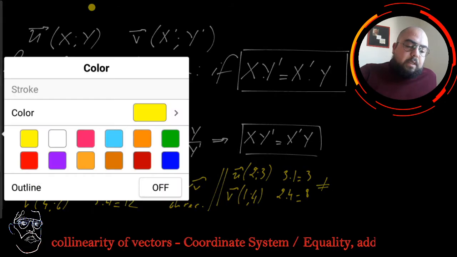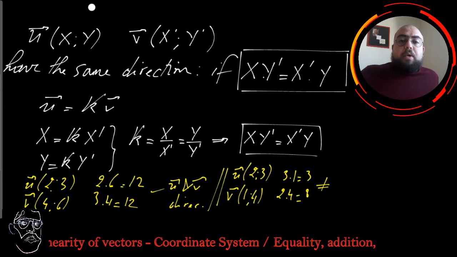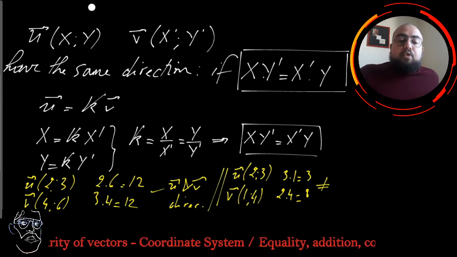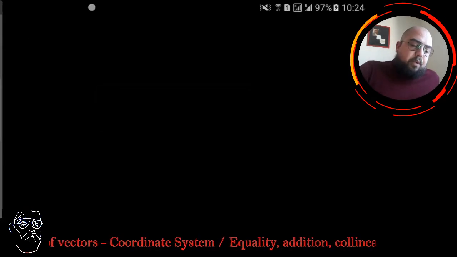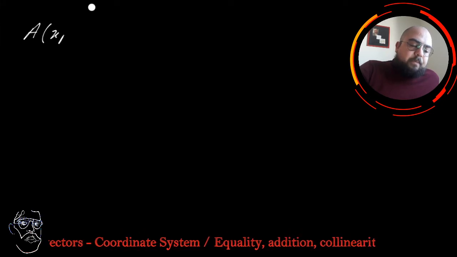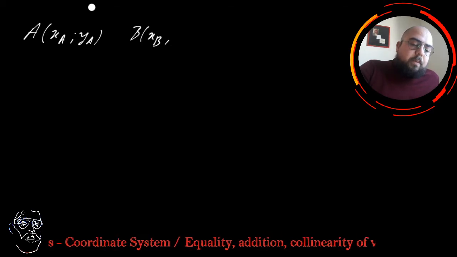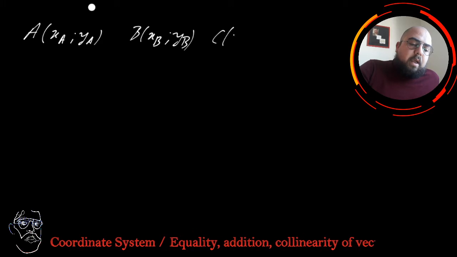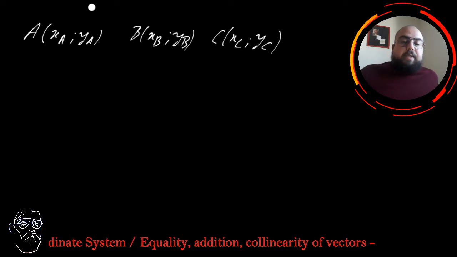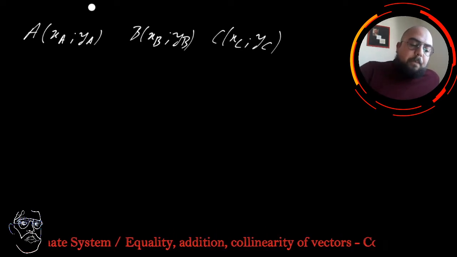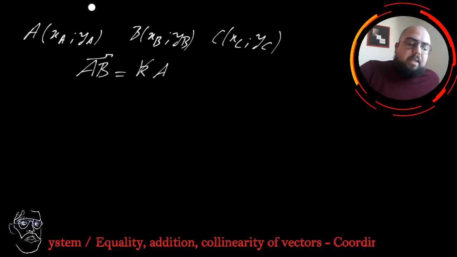Now the last part, which is again linked with the collinearity and linked with the same direction, in case I had 3 points and I want to demonstrate or prove that these 3 points are collinear, how am I supposed to do it? Let's say we have the point A with its coordinates x_A, y_A. B has the components x_B, y_B, and C, x_C, y_C. In order to find out that A, B, and C are collinear, I should find a certain relation that says AB is equal to k times, let's say, AC.